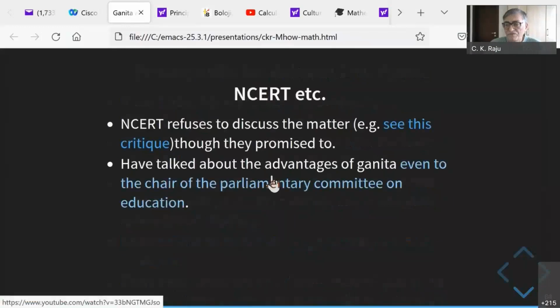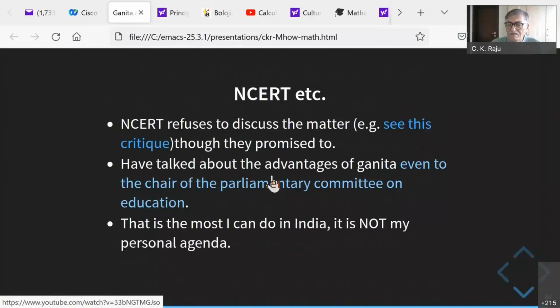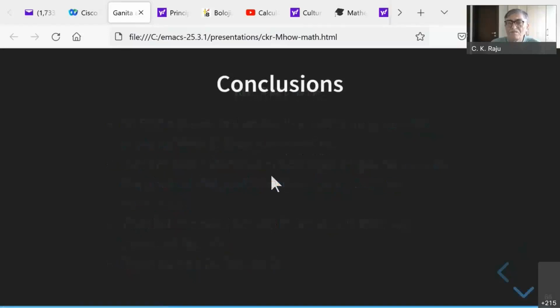And NCERT refuses to discuss this. I have a critique. There's a whole video on that. I have talked about it even to the chair of the Parliamentary Committee on Education, and a public discussion on why we should take Ganit. But that is the maximum that I can do. This is not my personal agenda. If you can do it better, do it by all means.